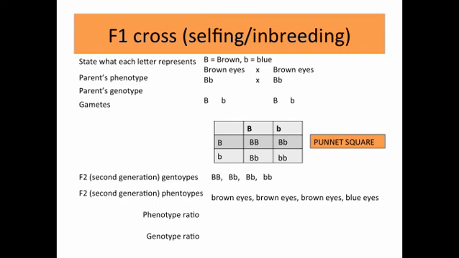Therefore, the phenotype ratio is 3 to 1. 3 brown eyes to 1 blue eye. So for every 4 children they have, in theory, one of them would have blue eyes. The genotype ratio in this situation is 1 to 2 to 1. That's homozygous dominant to heterozygous to homozygous recessive.